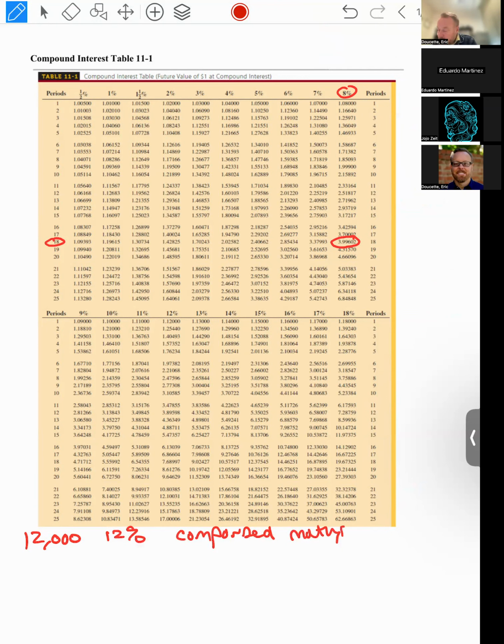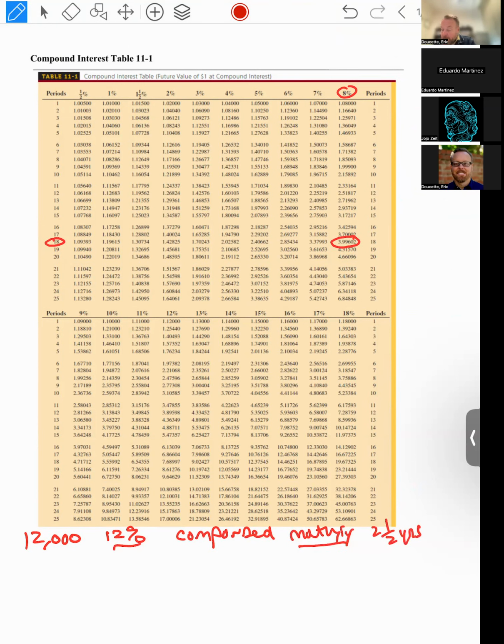Okay, this is going to have me doing one other step that I didn't introduce to you yet. So, compounded monthly for 2.5 years. They want to know how much money they are going to have at the end of that time. What's that $12,000 going to be worth after 2.5 years at 12% compounded monthly?